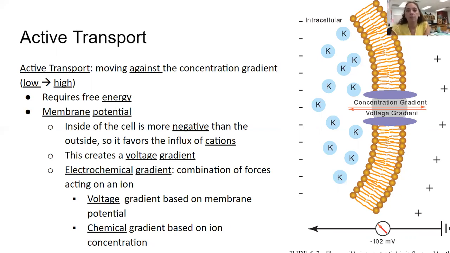This creates a voltage gradient, so the cell is going to spend energy trying to get those extra positive ions back out. This change in electrochemical gradient is going to be very important with our reactions in photosynthesis and cellular respiration in driving our ATP formation.